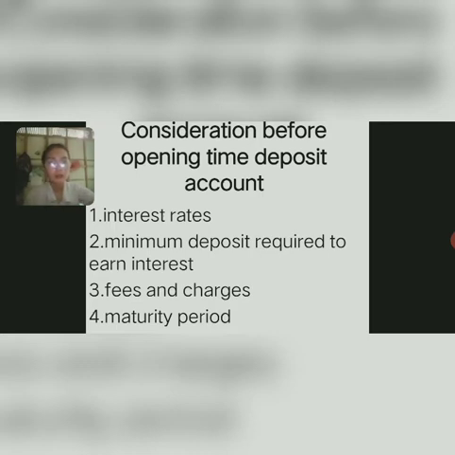Second, consider the minimum deposit required to earn interest, fees and charges, as well as the maturity date.